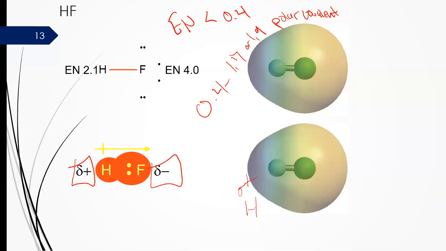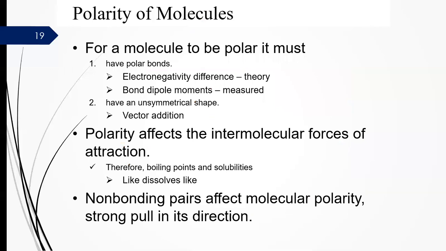Now, for our molecules, we can talk about polarity for molecules as well. In order for a molecule to be polar, it has to have polar bonds. So if all of your bonds are evenly shared, then we don't consider that molecule to be polar because there's no difference in each of those individual bonds. The second part is that the polarity of those bonds has to be uneven.